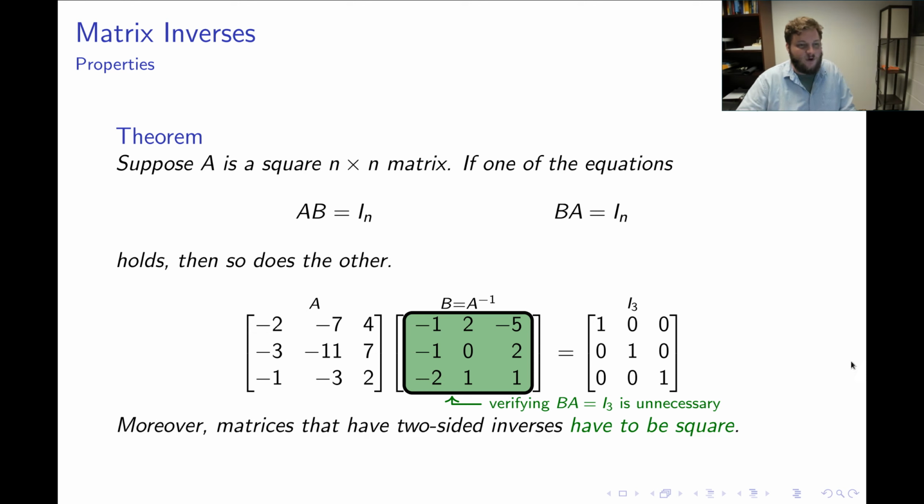And another important result says that the only matrices that have two-sided inverses are square matrices. So the only hope you have in having an inverse is if your matrix is square. But as we saw previously, there are some square matrices that don't have inverses. So to recap, if your matrix is square, it might have an inverse. And if it does have an inverse, you only need to check that the inverse multiplies on one side to produce the identity matrix.